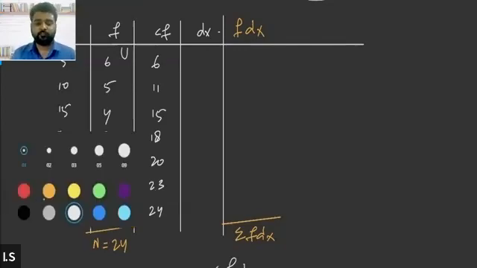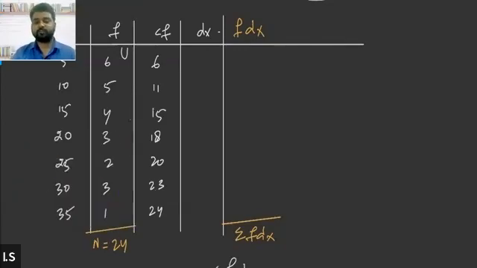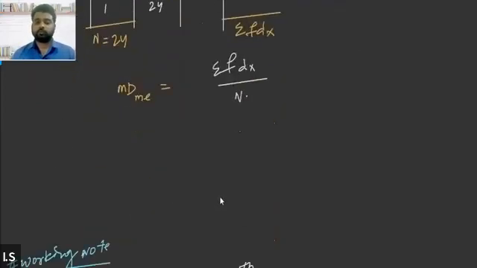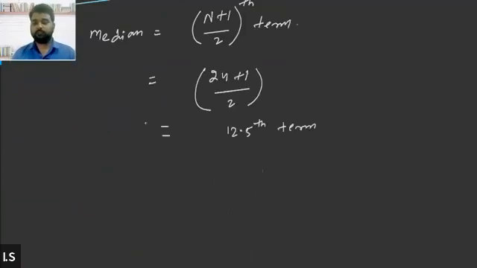So 12.5 will fall in which cumulative frequency, Alexander? 12.5 will fall after 6, answer is yes. It will fall after 11, answer is yes. Will it fall after 15? Answer is no. So the value in front of cumulative frequency 15 will be our median value. The item in front of cumulative frequency 15 is 15 itself. So this will be the median value. Is this clear to you? Yes, sir. So median is 15.